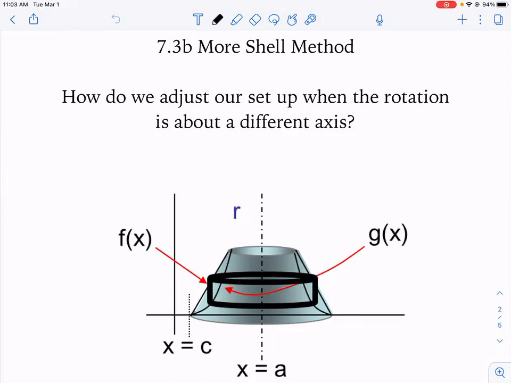So today we need to talk about the shell method just a little bit more. Yesterday we only rotated about the x and the y axis. That's it. We didn't rotate about any other horizontal or vertical lines. So that's what we need to do today.